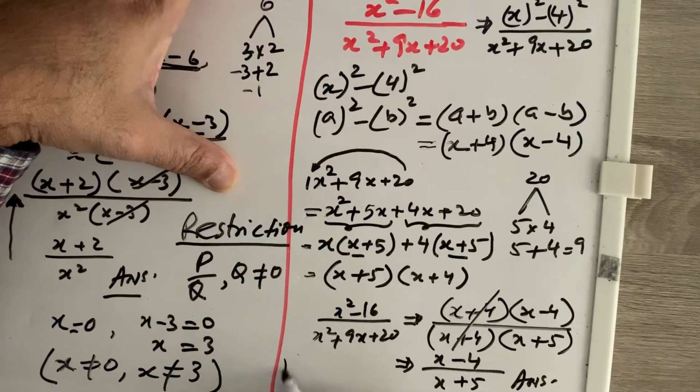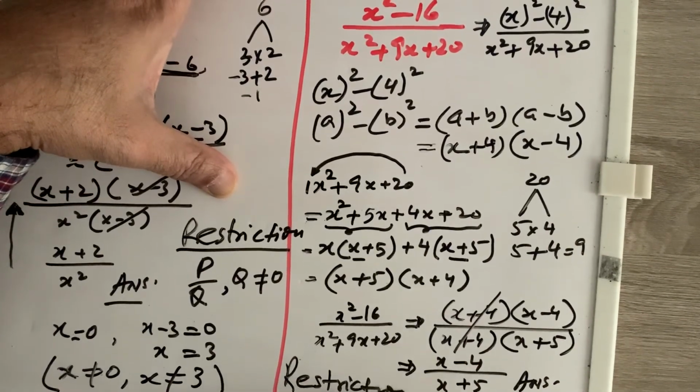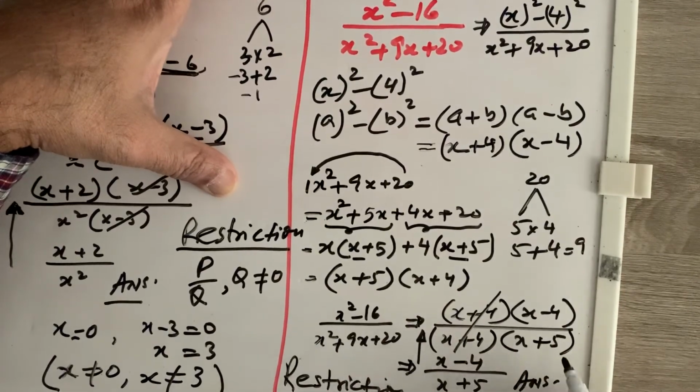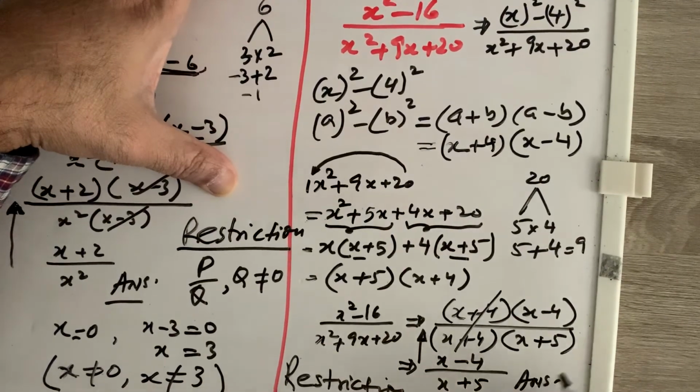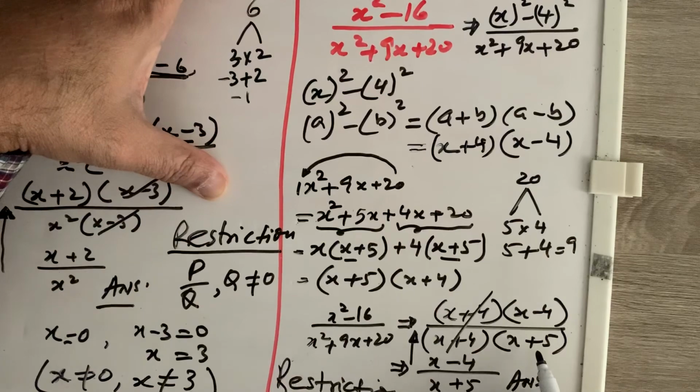But I have to generate my restrictions, because the restriction is one step before my final answer, right here. So my restriction will come when the denominator is 0. So the denominator will be 0 at x equals minus 4, right? And the denominator will be 0 at x equals minus 5. So minus 4 and minus 5 are my restrictions. So x cannot be equal to minus 4 and minus 5, because at these two values my denominator becomes 0.